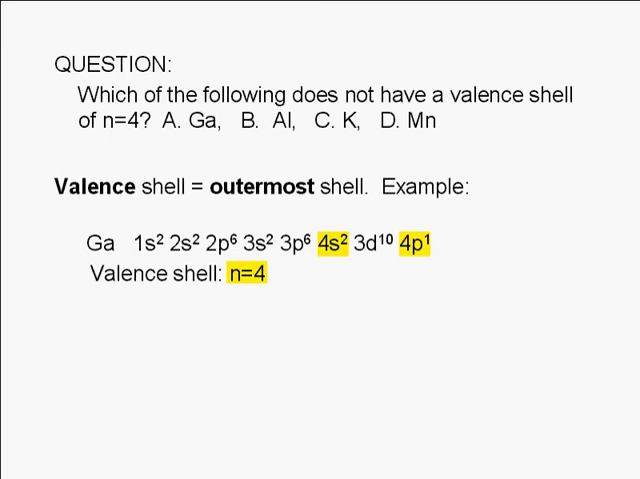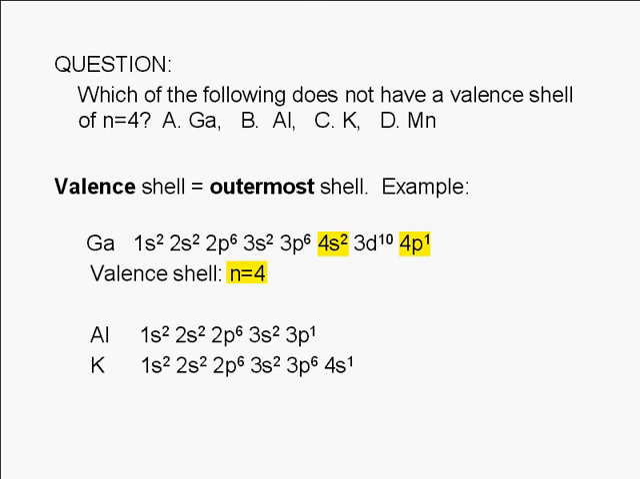If we were to write the electron configuration of the other atoms, we get the following. For aluminum, the configuration is 1s2, 2s2, 2p6, 3s2, 3p1. For potassium, the configuration is 1s2, 2s2, 2p6, 3s2, 3p6, 4s1. And for manganese, the configuration is 1s2, 2s2, 2p6, 3s2, 3p6, 4s2, 3d5.